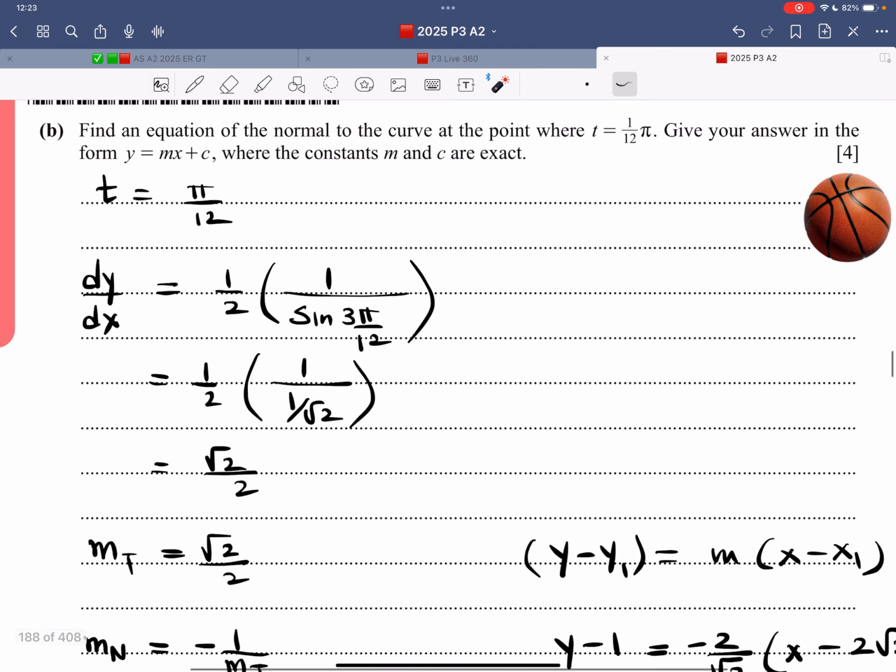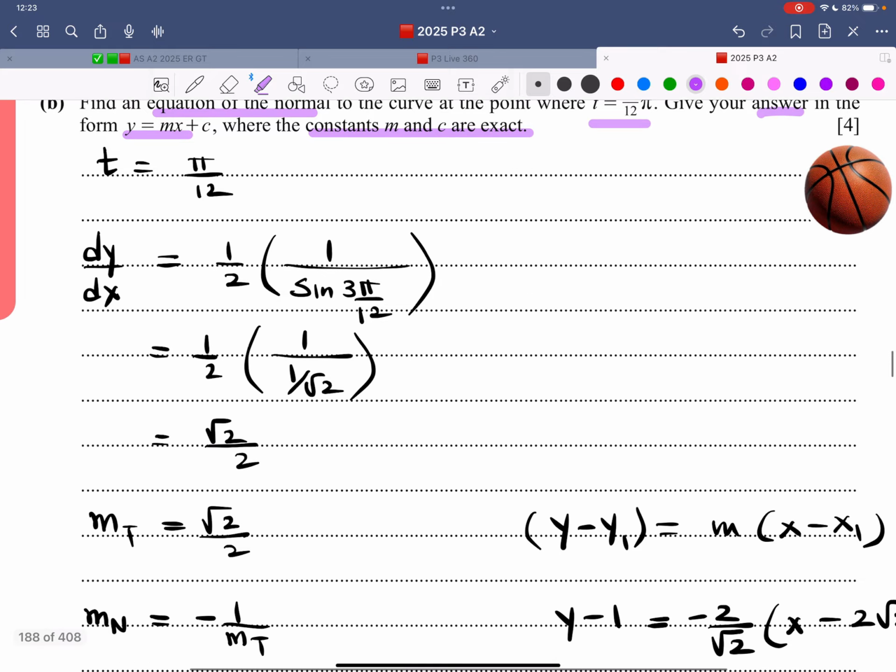Now the second part. It says find the equation of the normal to the curve at the point where t is pi by 12. Give your answer in the form y equals mx plus c, where the constants m and c are exact. That means surds, fractions, ln, in terms of e, things like that.